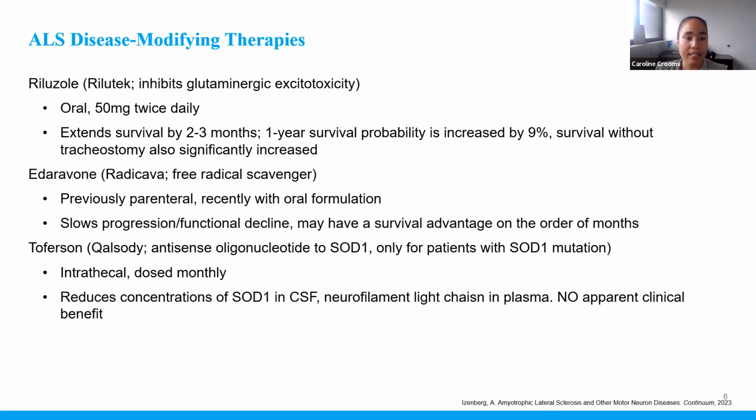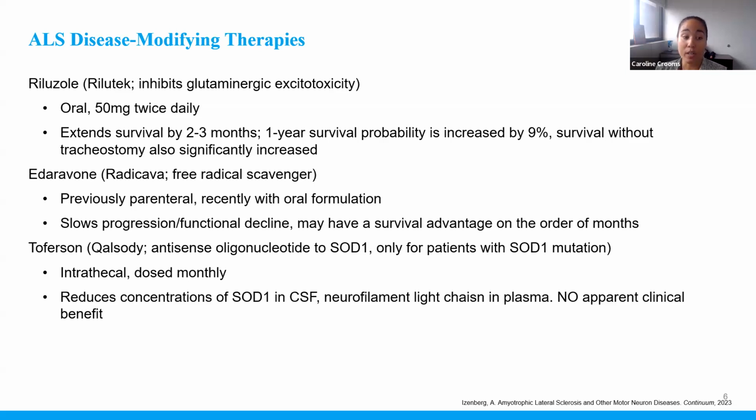Edaravone, or Radicava, is a free radical scavenger that until very recently, just in the past year or two, was exclusively parenteral. So people would have almost a chemotherapy-like regimen, but now there's an oral formulation. This one may or may not have a survival advantage, again, on the order of months, but really the benefit that people talk about is potentially slowing progression and specifically functional decline.